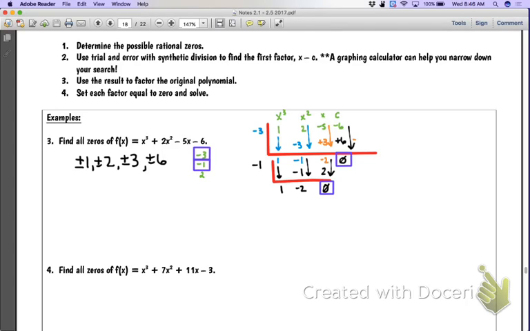I'm just going to keep going. Keep doing synthetic. It just gets shorter and shorter every single time. So now I'm going to use a +2. So I'm going to drop the 1. 2 times 1 is 2. What do you know? It's 0 again. That's a good thing. Since I know I can kind of look to see where it crosses the x-axis, those are automatically going to be the first ones I'm going to try.